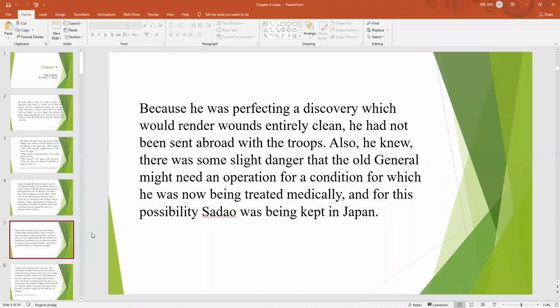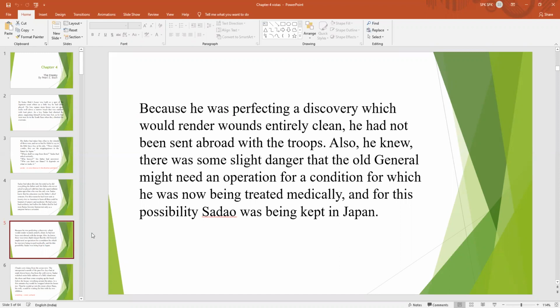And now, what is there, children? Also, he was retained in Japan. Why? Because the general was suffering from a disease, and he was undergoing medical treatment, and the treatment was given by Dr. Sudhir. It might be possible, in the case of emergency, that the general might need to be operated upon. That was two reasons. There are two reasons why Dr. Sudhir had not been sent with the troops.